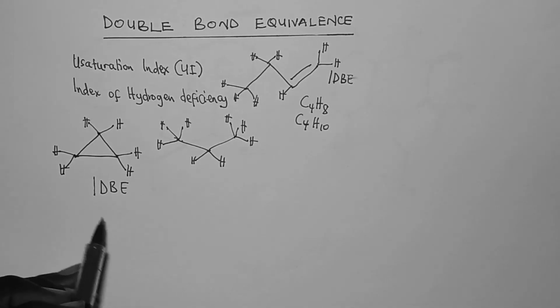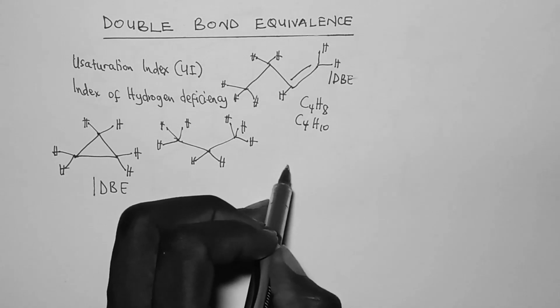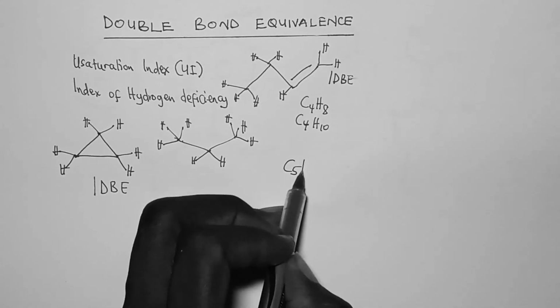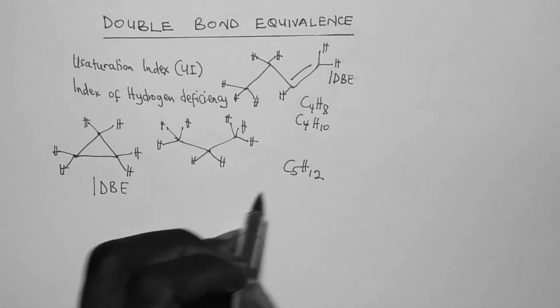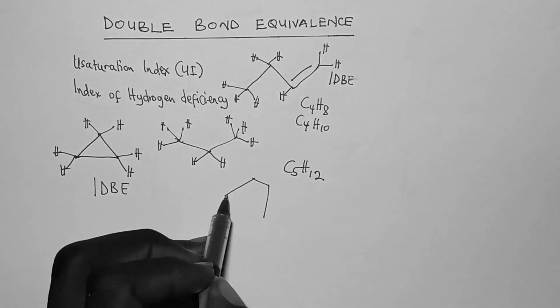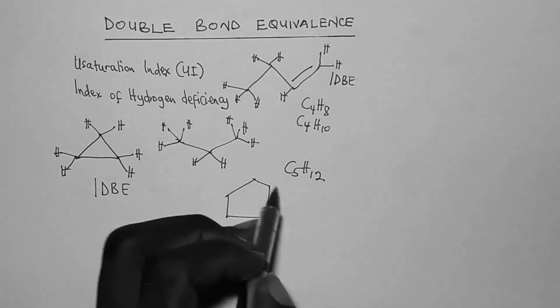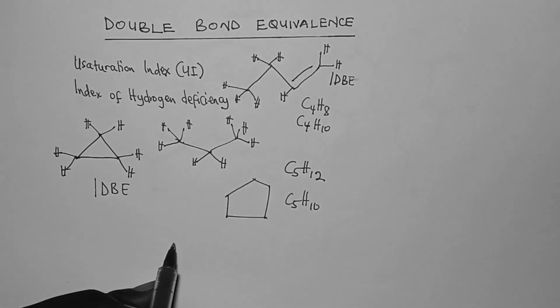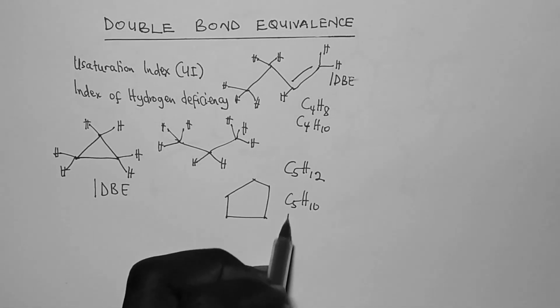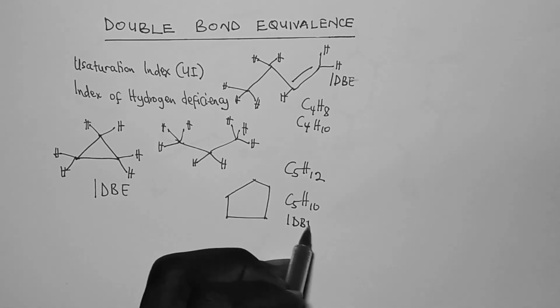Let's consider pentane. So pentane is C5H12. However, if you consider cyclopentane, you see that cyclopentane is C5H10, and therefore cyclopentane also has one double bond equivalence.